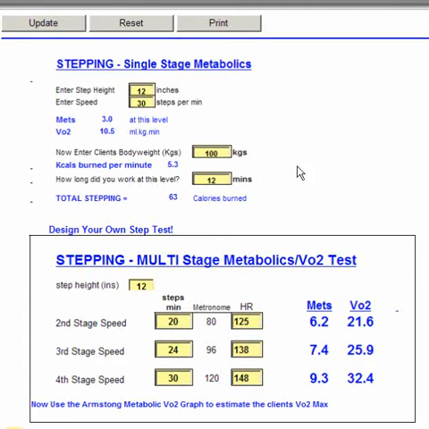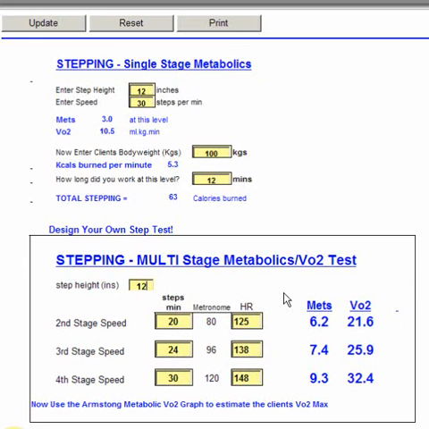This form takes the single stage step-in metabolics and adds to it a multi-stage metabolic assessment of the step-in. So this one is the same as the single stage, so you can use this form or you can use the single stage one. It's the same calculations.